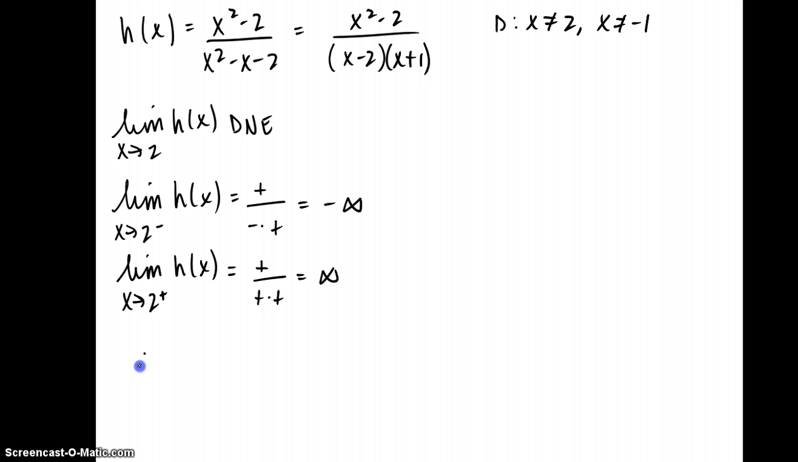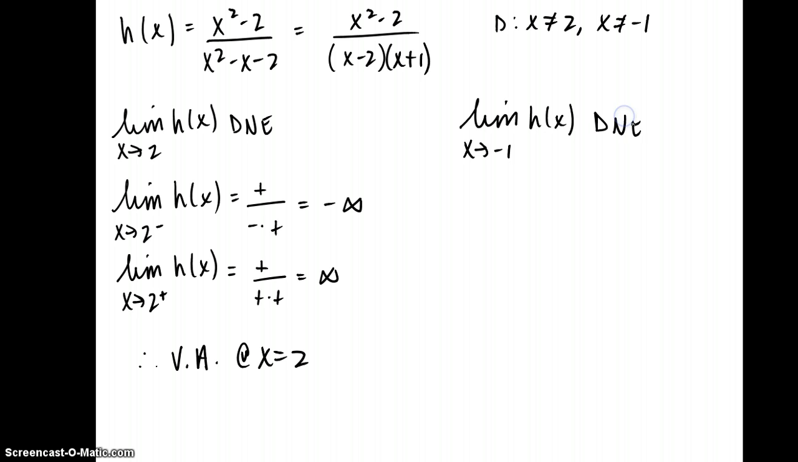What can I conclude from the one-sided limits? A vertical asymptote occurs at x is equal to 2. 2 domain restrictions, 2 limit statements. Limit as x approaches negative 1 of the function. Direct substitution gives me number over 0, so the limit does not exist. Now let's look from the left and the right. Negative 1 from the left, and then x approaches negative 1 from the right.